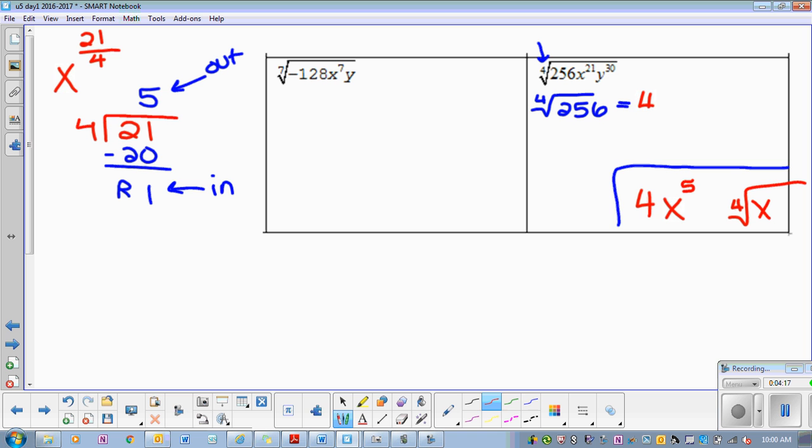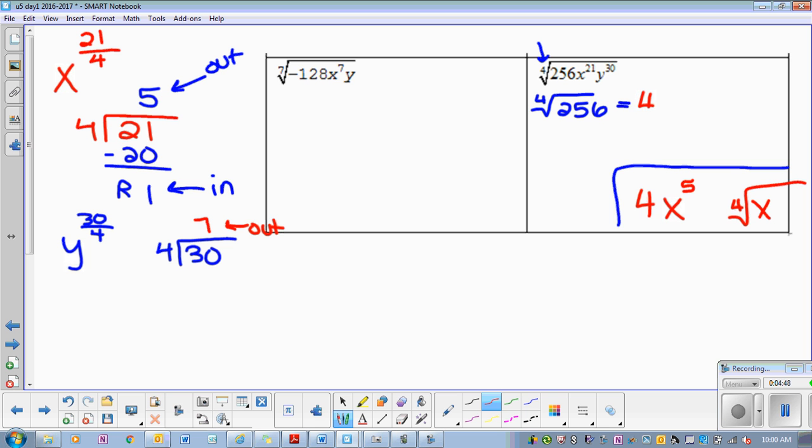Now let's look at the 30. Y to the 30th power. 30 over 4, right? Put in 30 over 4. Tell me if you get a decimal or a non-decimal. 7.5? Okay, so that means I'm going to do this long division way again. Timwin said it's 7.5, so that means 7 is going to be my out number, right?